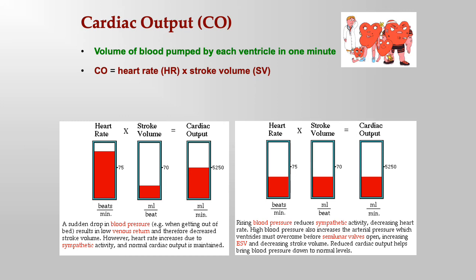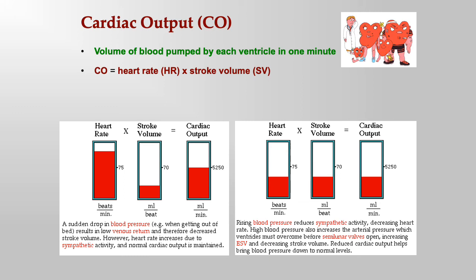So how could we convert that to liters? All we have to do is move the decimal point 3 places to the left. So what's that going to be? That's going to be 5.250 liters. So in other words, a typical cardiac output is around 5 liters per minute.